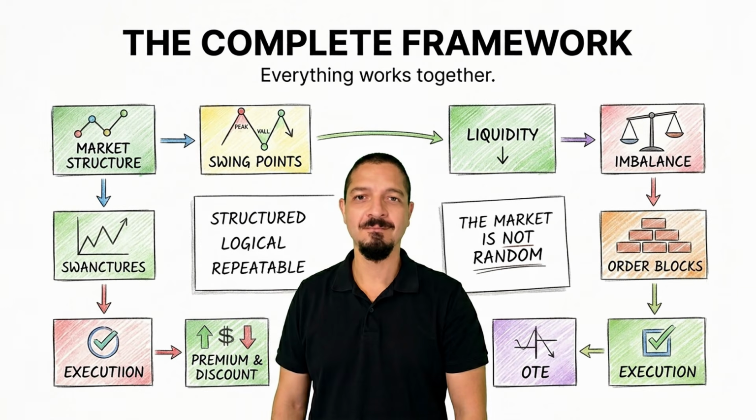So, traders, market structure defines direction. Swing points reveal where liquidity rests. Liquidity drives price from one level to another. Fair value gaps and order blocks show where imbalance and institutional activity leave their mark. Discount and premium define location, and OTE refines execution. When these concepts are understood together, the market stops looking random. It becomes structured, logical, and repeatable.